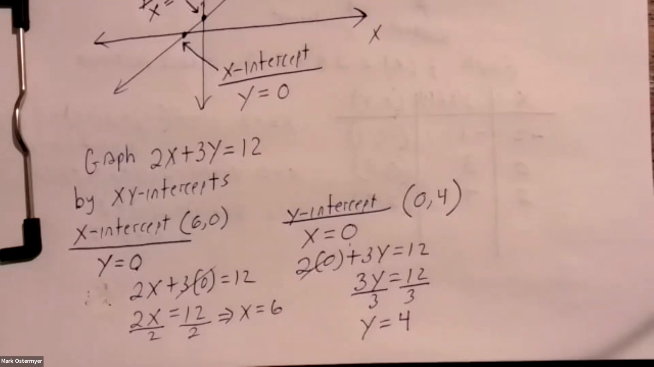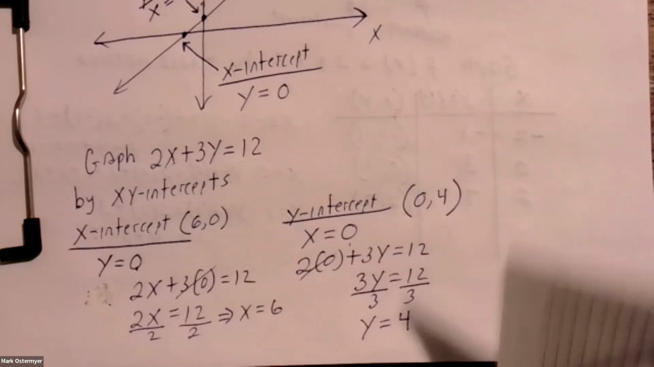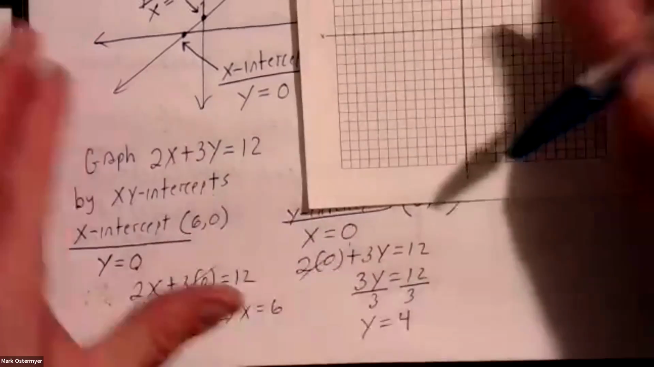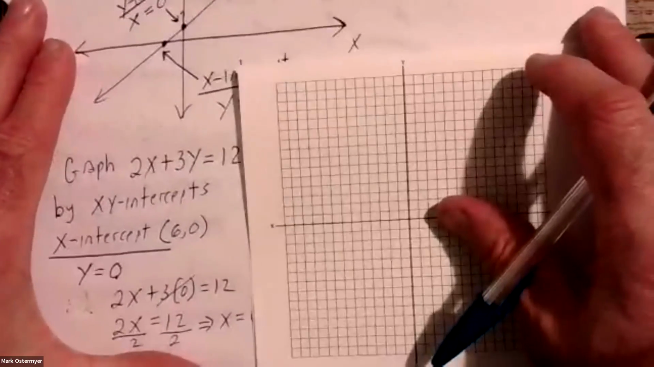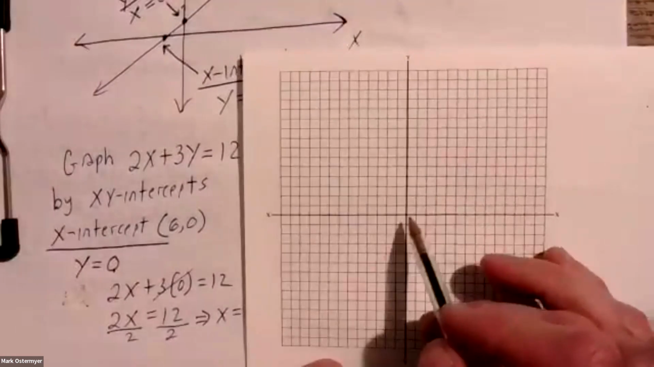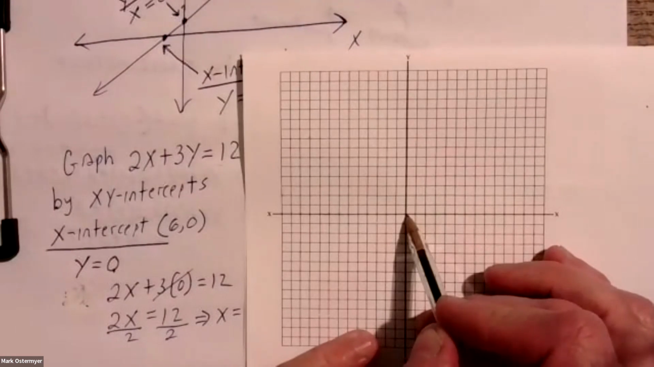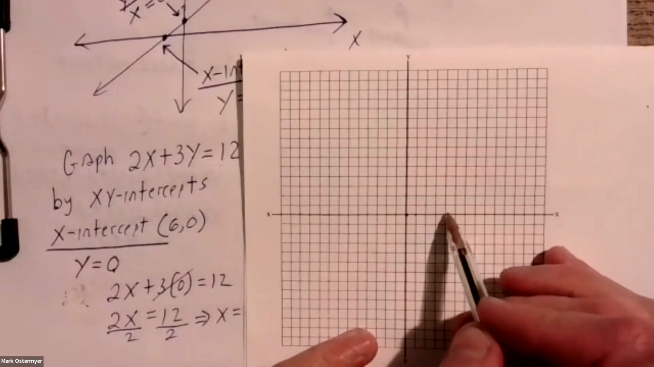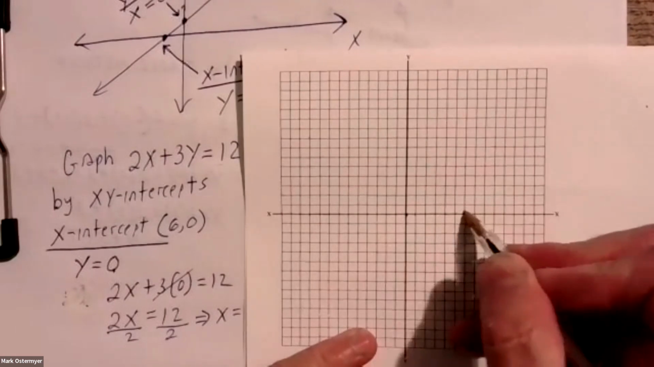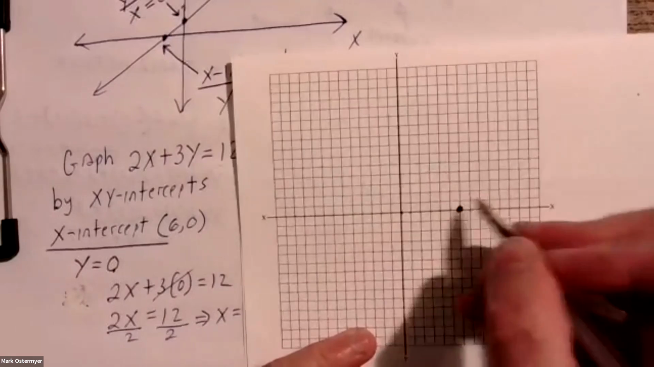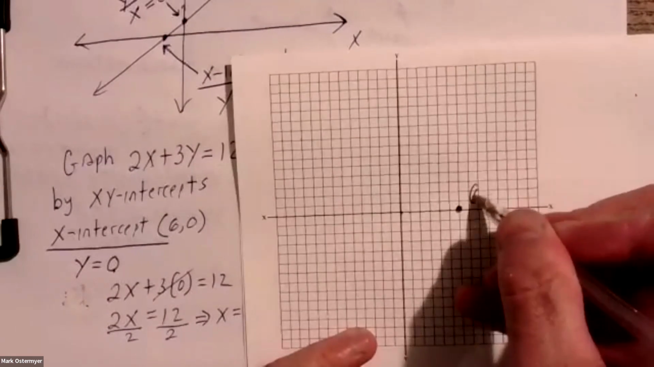All right, next step now is to plot those points and put a line through the points, and we will have the graph of this linear equation. So let's take a piece of graphing paper and do so. All right, so I am going to plot my x-intercept, which is (6, 0). Start at the origin, and I move 6 to the right and stay on the x-axis. 1, 2, 3, 4, 5, 6. There's (6, 0). And again, feel free to label the point if you want to.